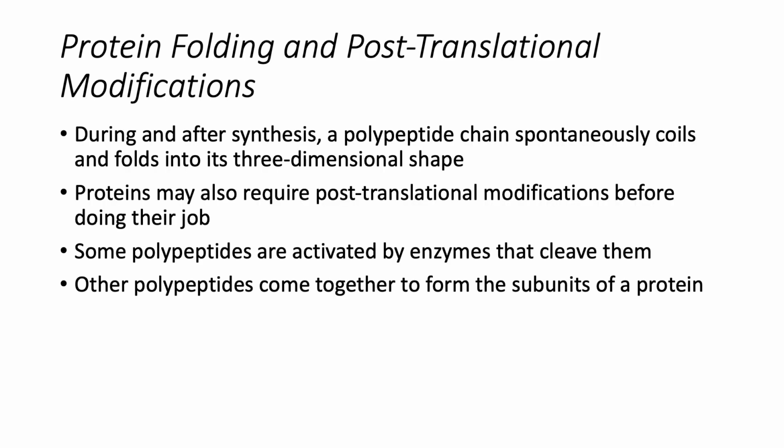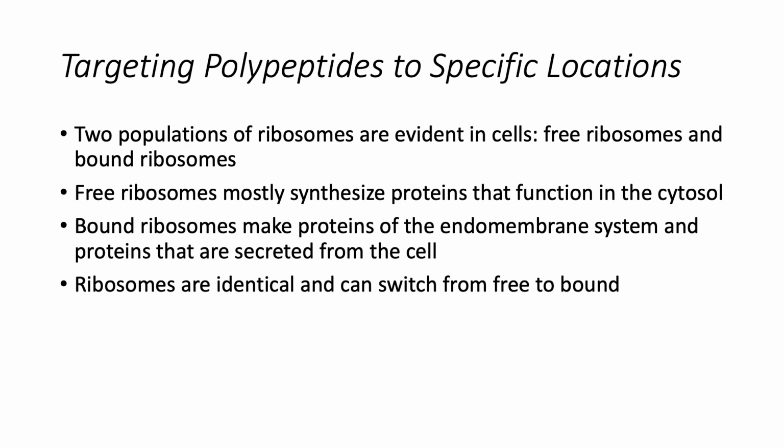One of the ways in which proteins are modified after translation is by protein folding. During and after synthesis, a polypeptide chain spontaneously coils and folds into its three-dimensional shape. Proteins may also require post-translational modifications before doing their job. Some polypeptides are activated by enzymes that cleave them, and other polypeptides come together to form the subunits of a protein. Next is targeting polypeptides to specific locations.